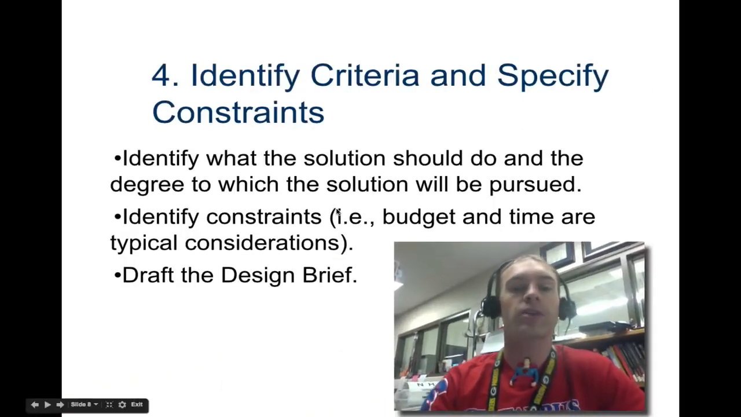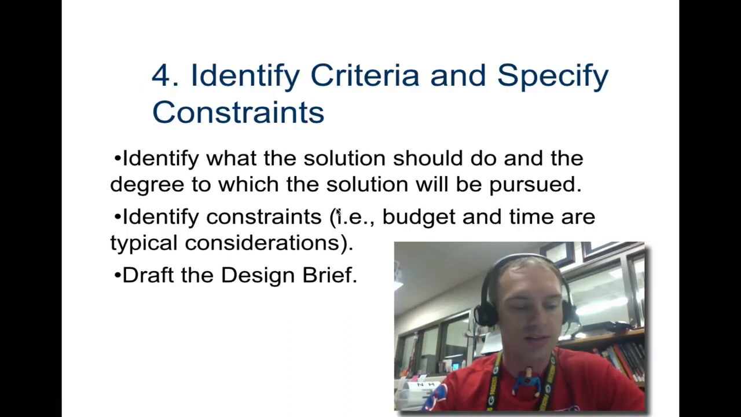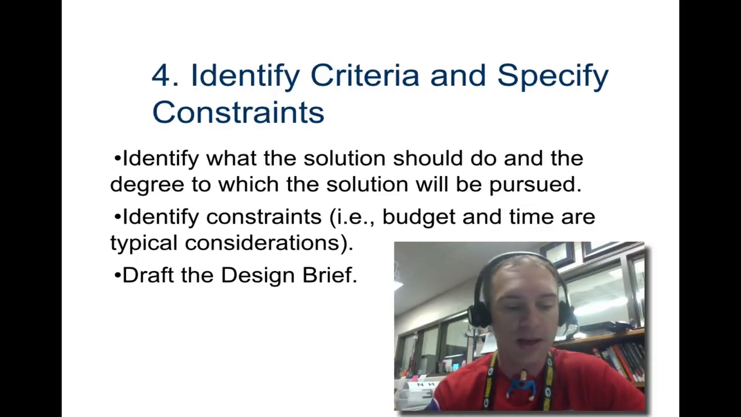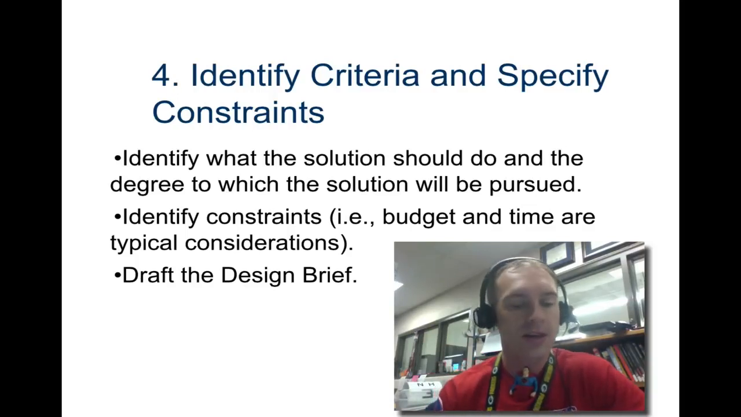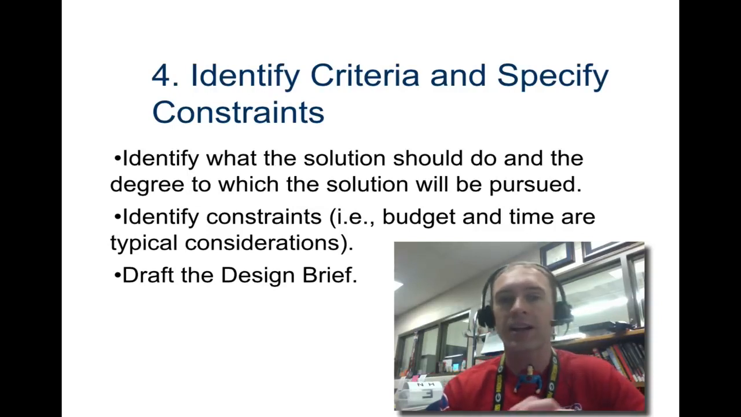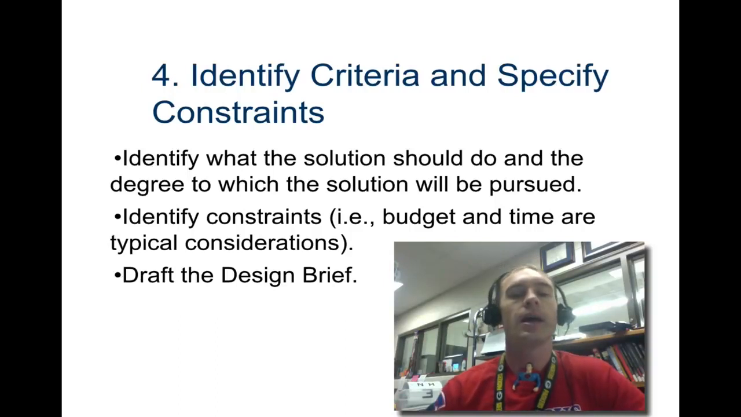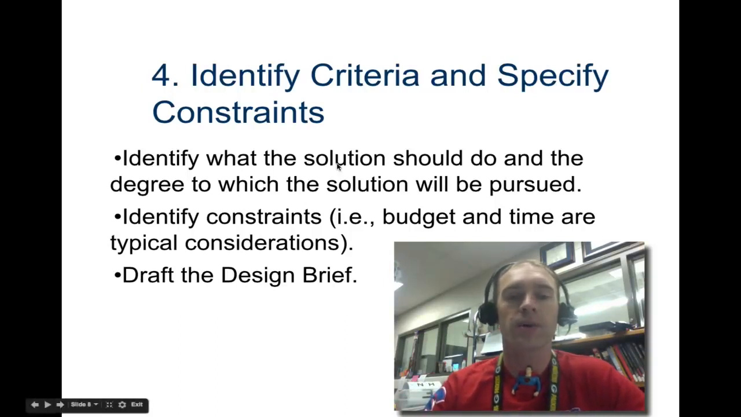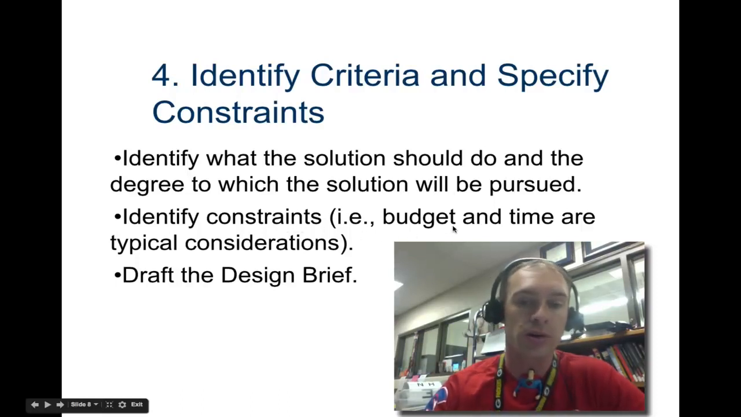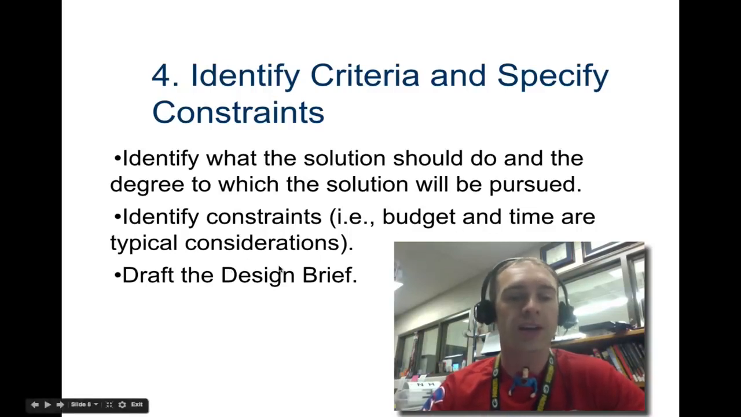Number four, identify criteria and specify constraints. You identified problem areas, which is cost of labor, the cost of all the materials in the transfer system, and you got to figure out how we're going to move forward with this. So you probably didn't write all these criteria down, but you were thinking about them. So this says identify what the solution should do and the degree to which the solution should be pursued. Identify the constraints. So yours were cost of labor and cost of materials, and then draft a design brief.